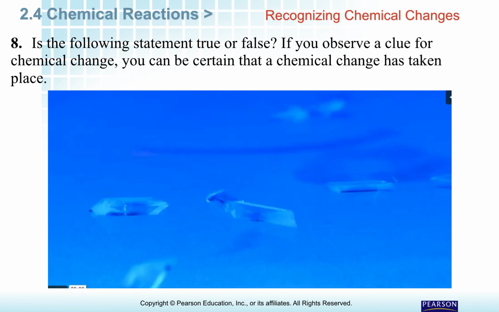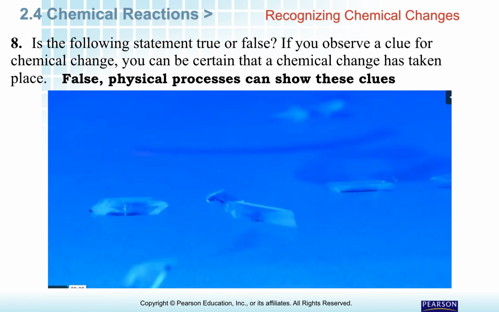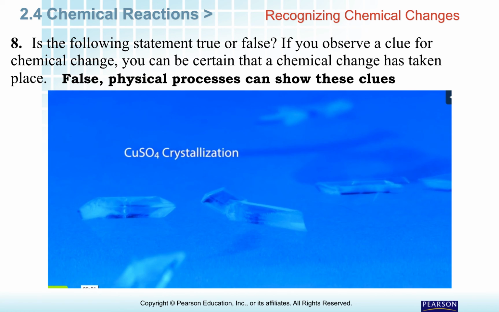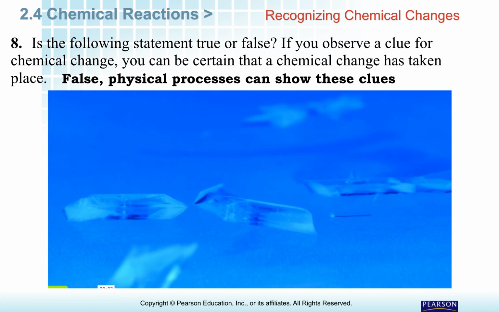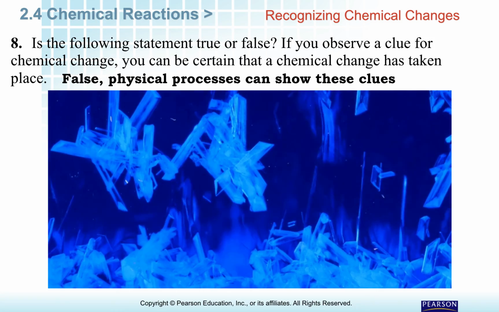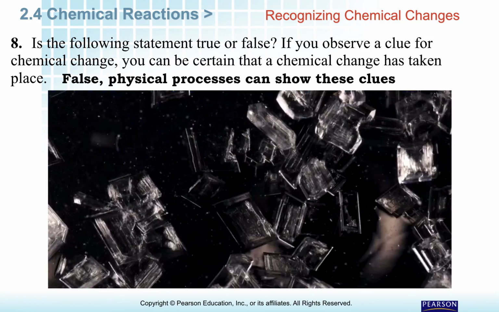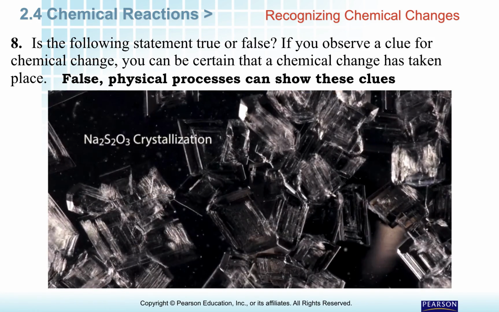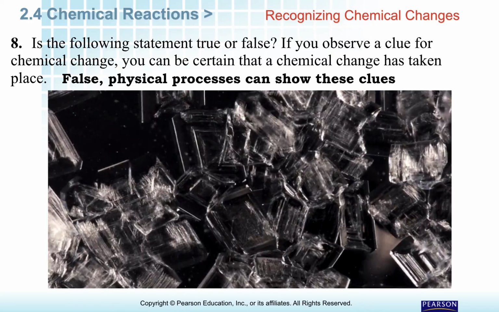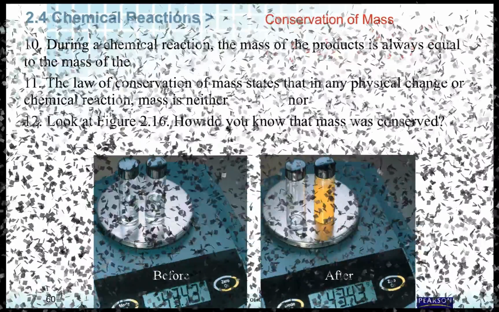Is the following true or false? If you observe a clue that looks like a chemical change, is it always a chemical change? No. There are physical processes that can show these clues. Like here, if I take some copper 2 sulfate and I start to evaporate the water that the solution is in, the crystals will start to appear and it looks like a precipitate, but it's really just the water no longer being able to hold the crystals.